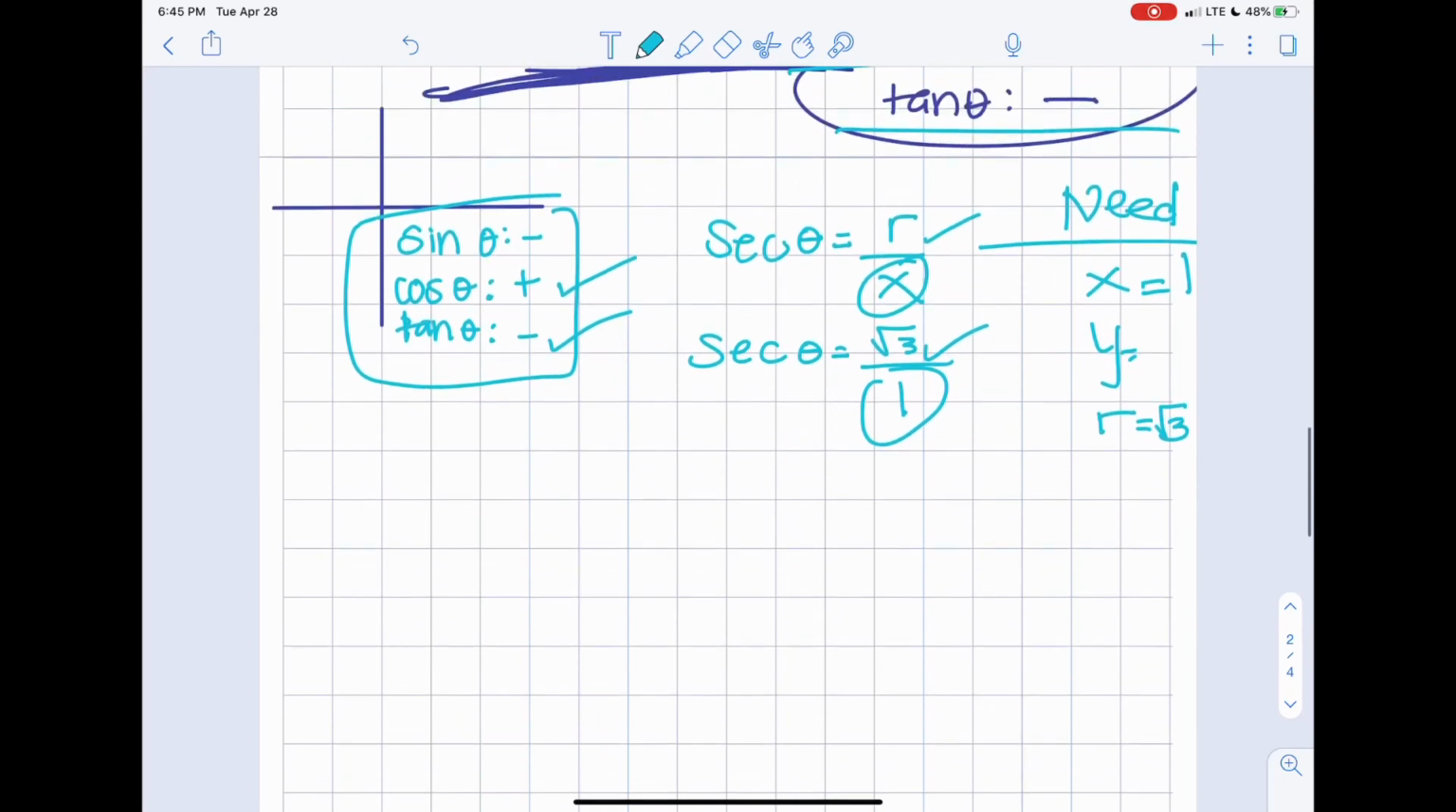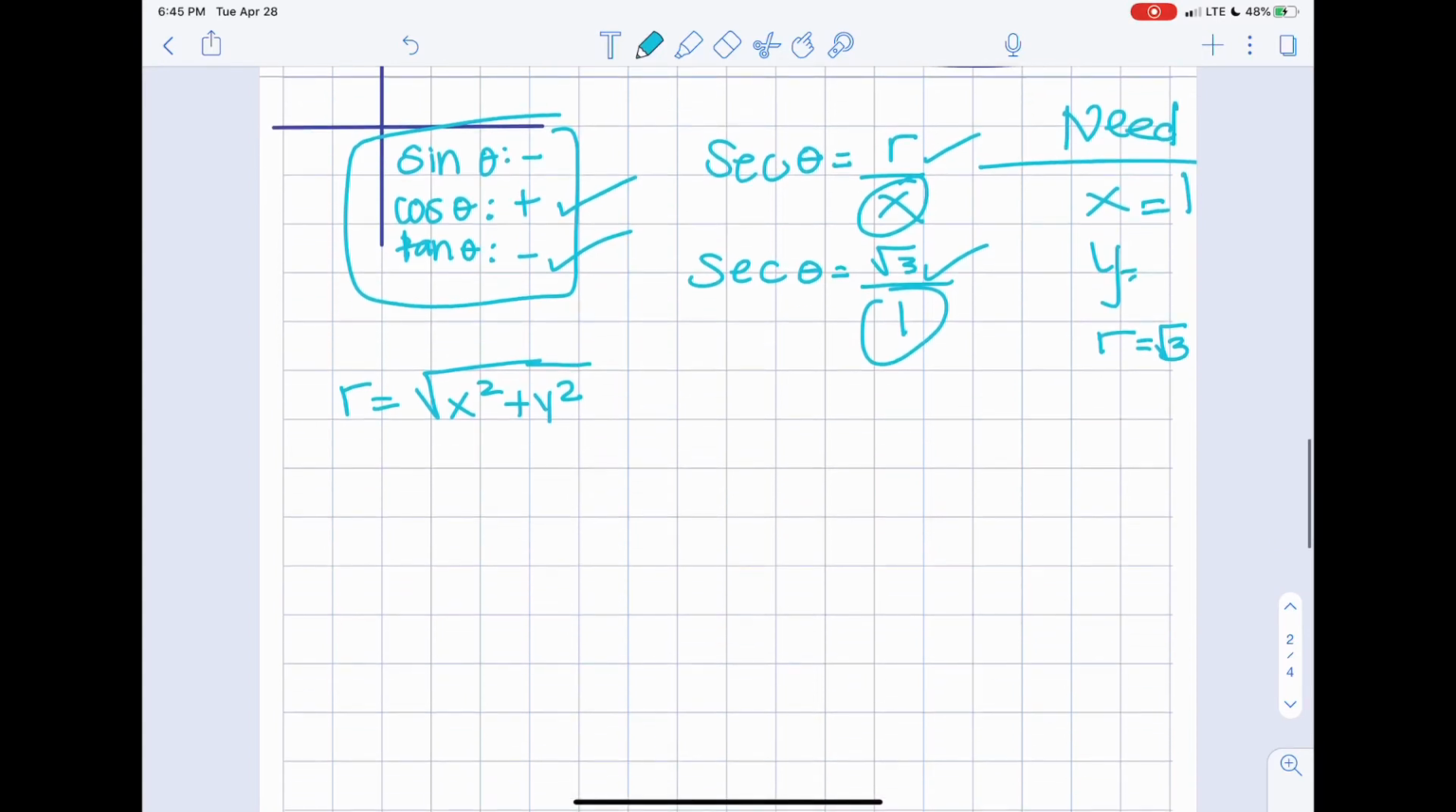So how can I figure out what y is? Well, I know what r is. R is, again, the square root of x squared plus y squared. This is going to be my foundation to solve for y because I know r. R is the square root of 3.